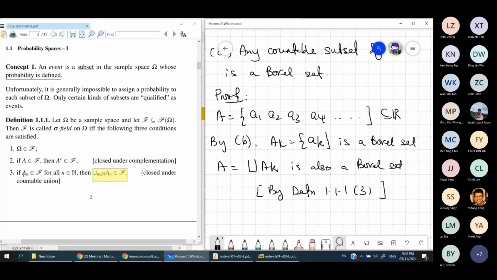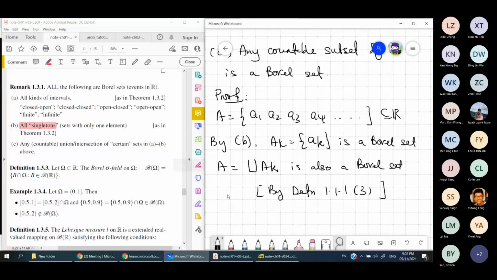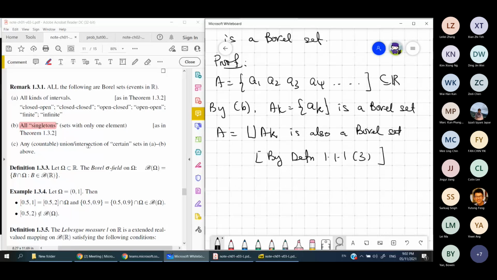So actually, by using property 2 and property 3, we can generate a lot of Borel subsets here. So you can see any countable union or intersection of certain subsets in A, B will be a Borel set. That means almost all the subsets that you can name will be a Borel set. Only some very weird subsets are not Borel sets, but that is another story, beyond the scope here, so we are not going to discuss this.